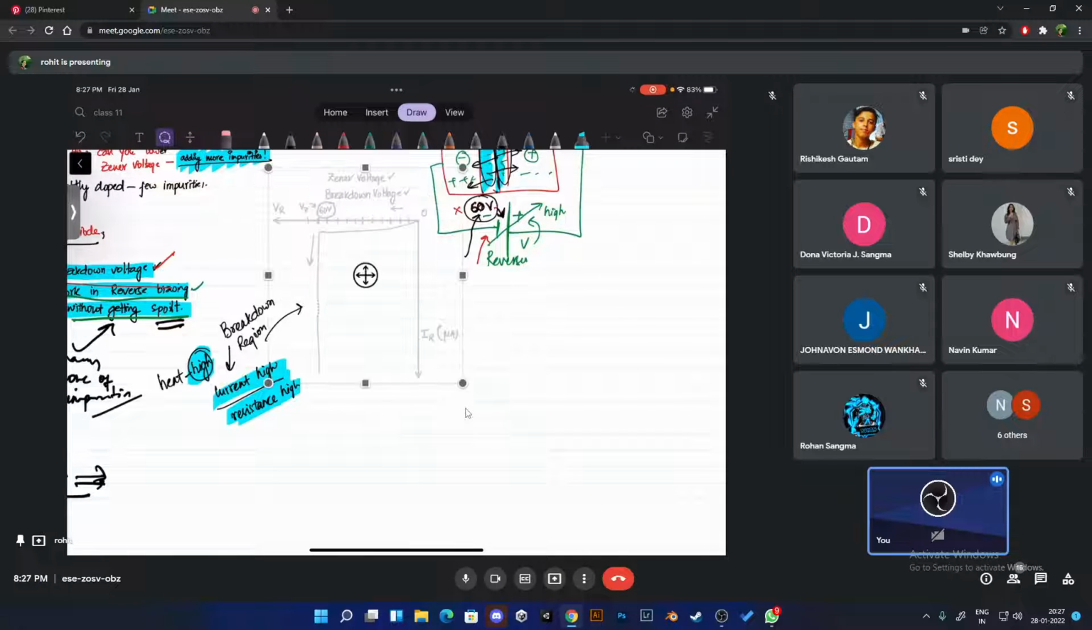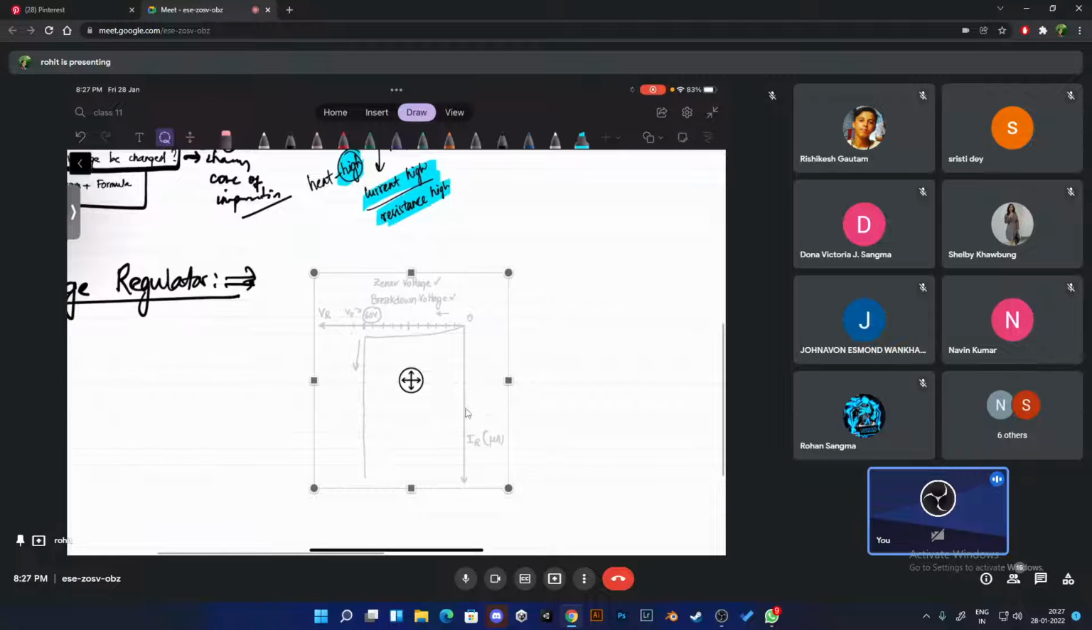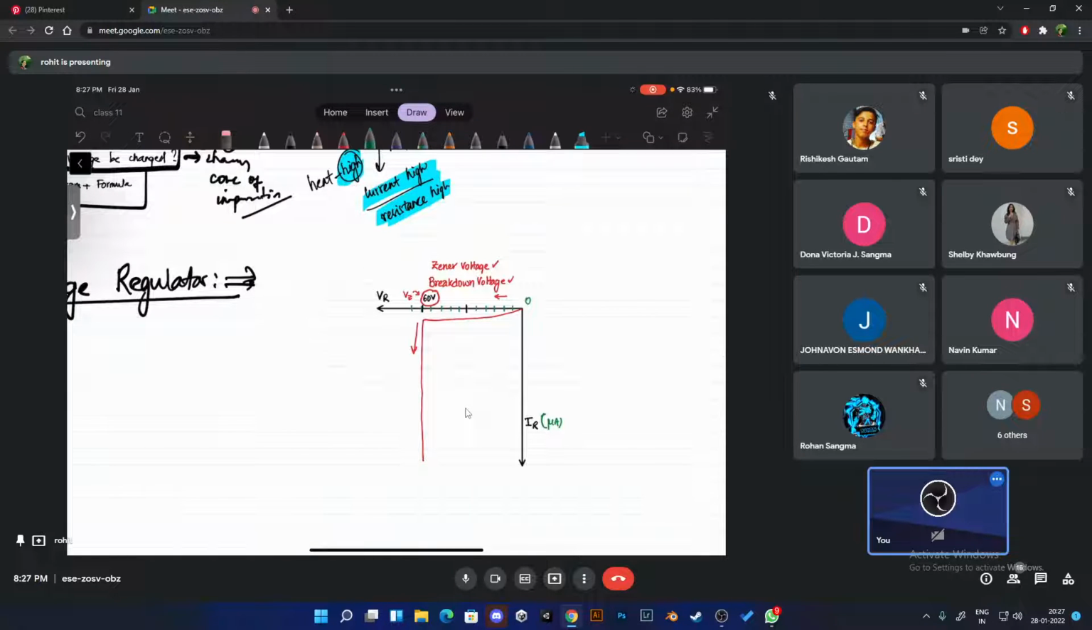If they ask you to draw the characteristics of a zener diode, please remember, if it is a normal diode, draw like this, and maybe like that. Can you understand? If it is a normal diode. But if it's a zener diode, you really have to draw this almost like a parallel line here. So be very, very clear with that. Now I'm going to talk about how it is going to act like a voltage regulator.